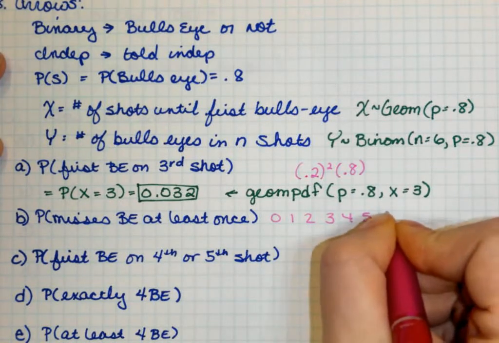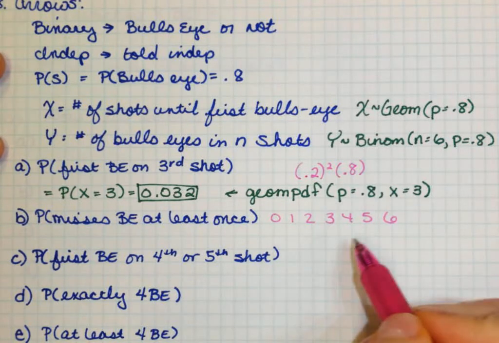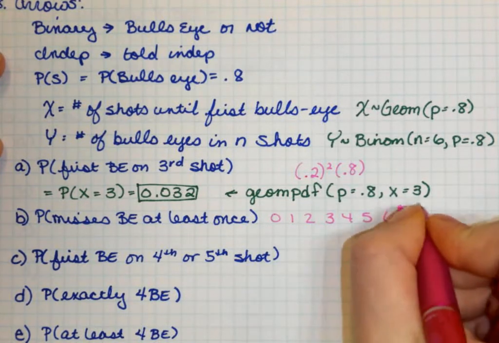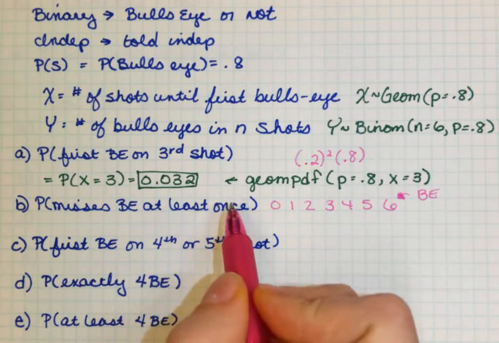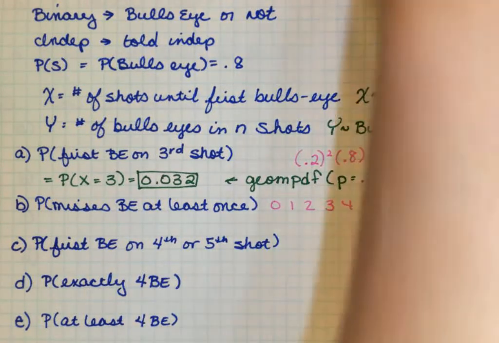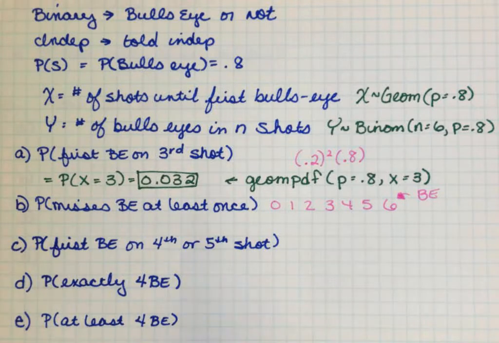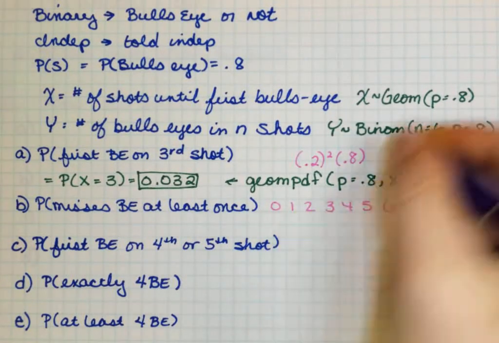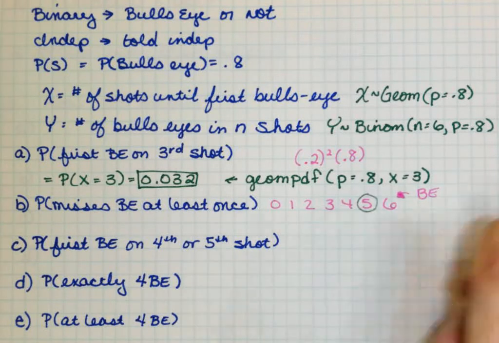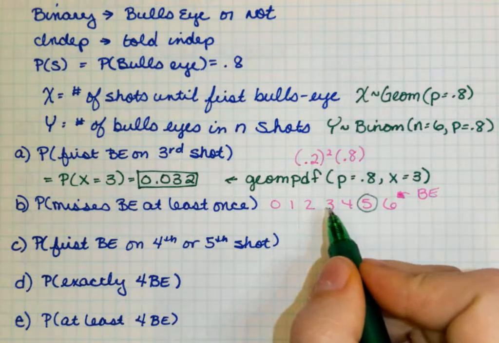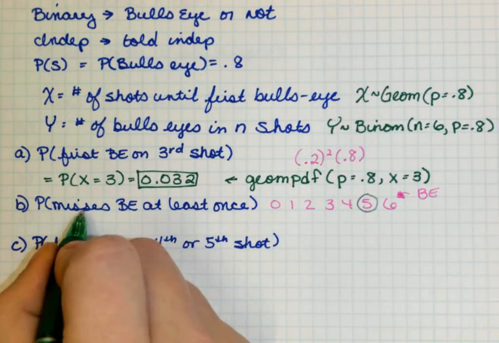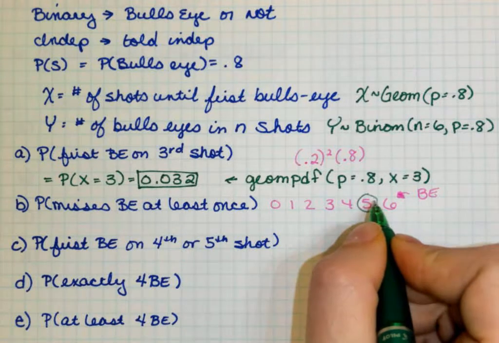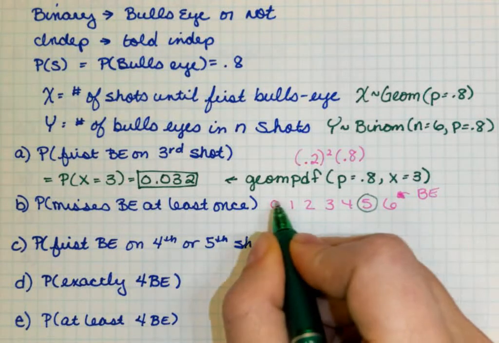And I could make as many as 6. Now these represent the number of bullseyes because remember, my success is getting a bullseye. So if you miss at least once, what is the maximum number of bullseyes you could hit? 5. Am I going above it or am I going below it? If I miss at least once, then that means my total number of shots are below.